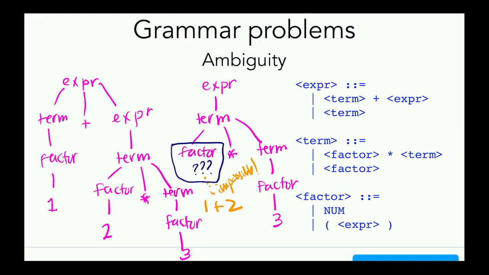So do folks see how this is actually solving our ambiguity issue? We cannot write that bad parse tree anymore. We can only write the one that we actually want. Feels okay?